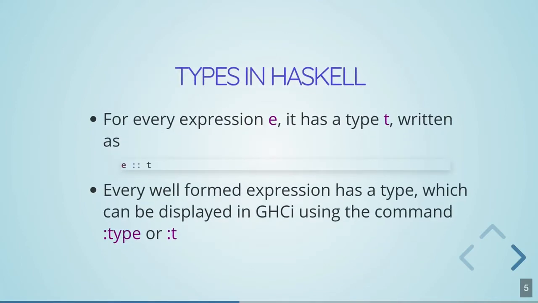So every expression E is going to have some type T, and we denote the type of stuff in Haskell using this double colon operator. So we'll say E double colon T means whatever that E thing is, it has type T. Okay, so every well-formed expression, which means every valid expression, right? Every expression that isn't just like an error right off the bat, has a type. And you can open up GHCI and you can use the type command, this colon type, to see what that type is.